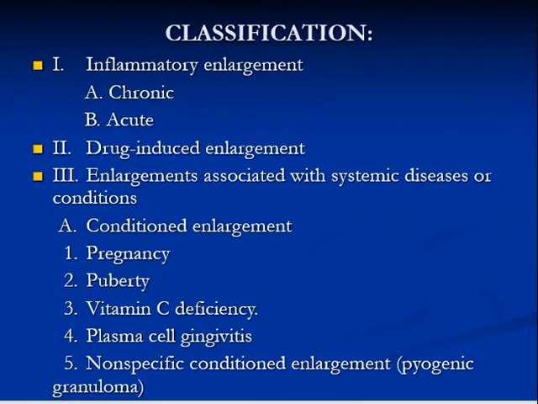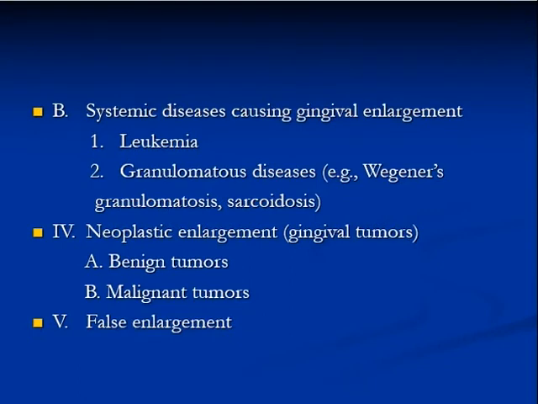First is inflammatory enlargement, which is further divided into acute and chronic. Second is drug induced enlargement. Third is enlargement associated with systemic disease, in which first is conditioned enlargement, under which are pregnancy, puberty, vitamin C deficiency, plasma cell gingivitis, and pyogenic granuloma. And under systemic diseases, leukemia or granulomatous diseases. Next is neoplastic enlargement, under which are benign tumors and malignant tumors.